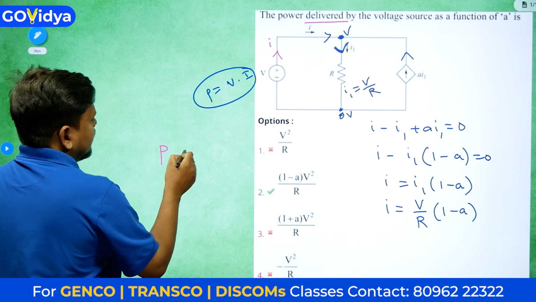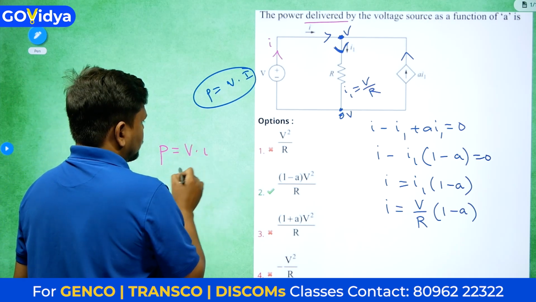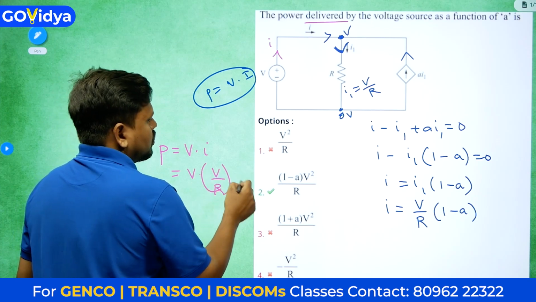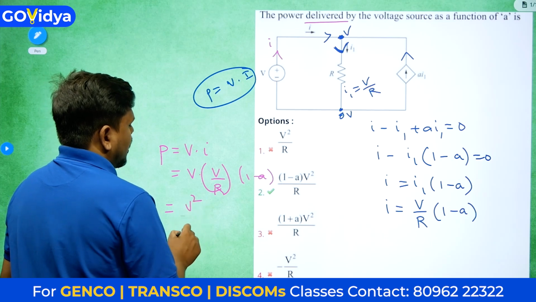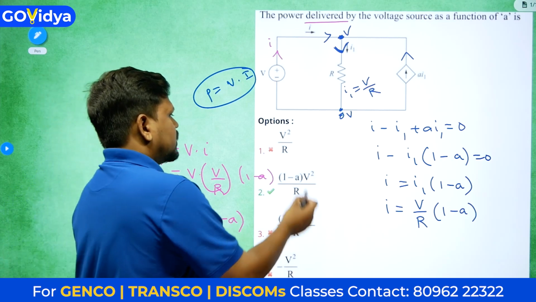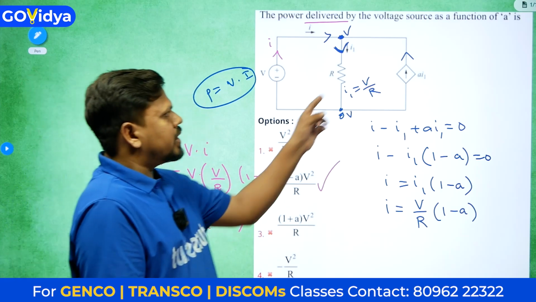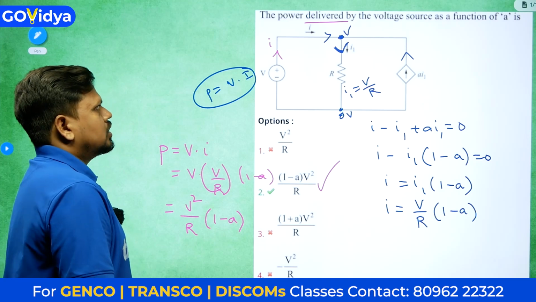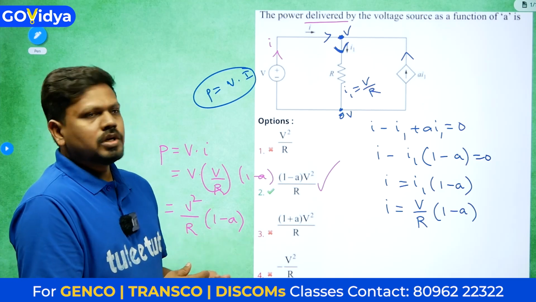Now we need the power. Power delivered by the voltage source equals V into I. Here the small i value is V by R into (1 minus A), so the power is V square divided by R into (1 minus A). This is the answer. Directly from the dependent current source they have asked the question. This is one of the important models, and similar questions will be repeated in every exam.